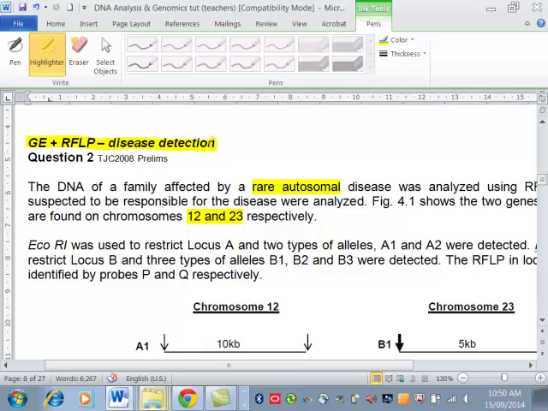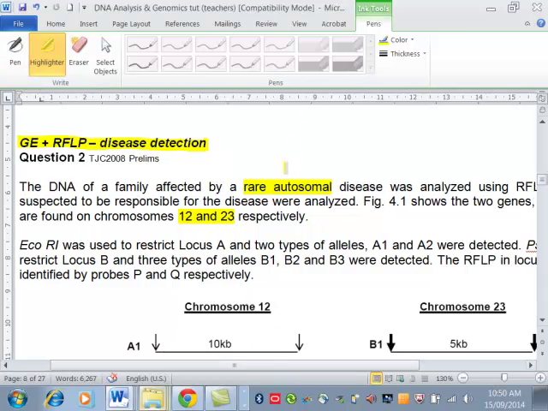Okay, here it says the DNA of a family affected by rare autosomal disease. So we are told it's autosomal, and you are also told it's rare. Now, when you are told that the disease is rare, it can be a clue to tell you that the gene is recessive. Here it's not confirmed. We have to confirm it later in the question. But it seems as if it is cluing us that it's recessive.